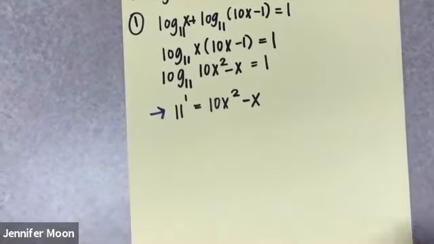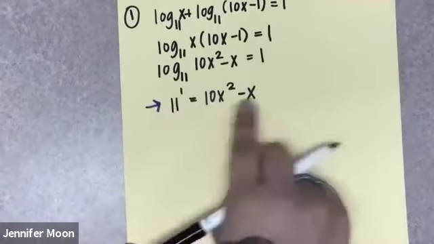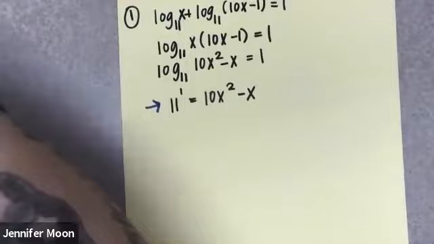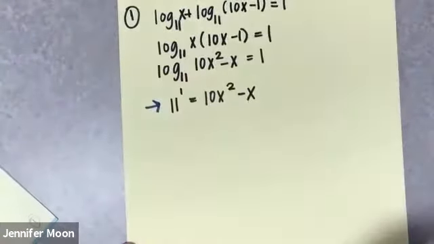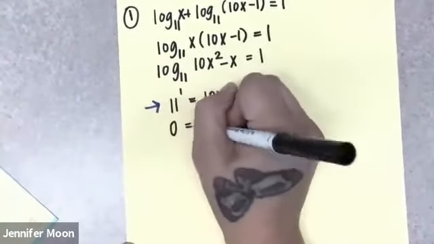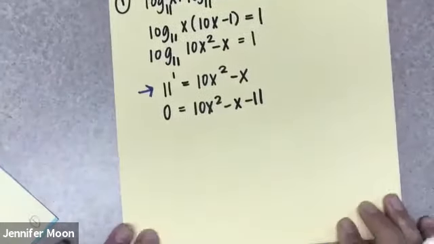Okay, and so the way I would solve this, solving means I need to know my value of x, right? So I noticed that if I move this 11 to the right-hand side, what I'll have is a trinomial, and I can use a method that I learned to actually solve for x. So moving that 11, right? 11 to the first power, y'all, is just 11, right? Okay. So if I move it, what I get is 10x squared minus x minus 11.